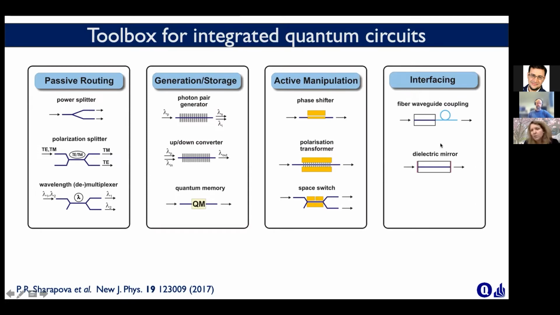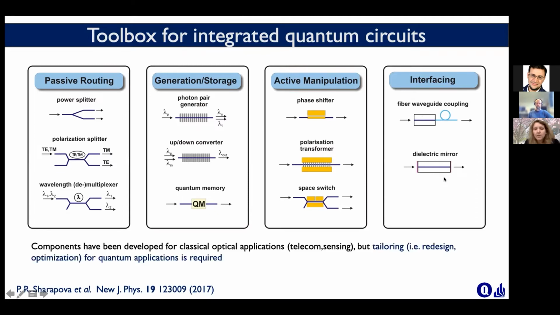And the last component is interfacing. You have to have very good fiber waveguide coupling or dielectric mirrors at the end facets. The interesting thing is that all of these components, or most of them, have been developed for classical optics application. This is a big advantage of quantum photonics, but we need a tailoring and redesign for these quantum applications. This is why we produce them in our own labs.